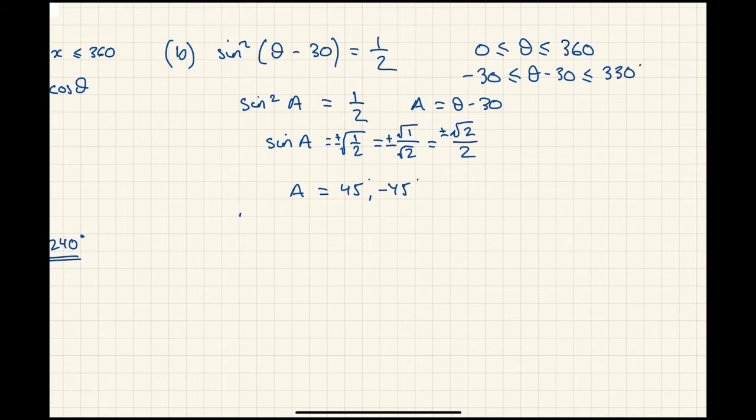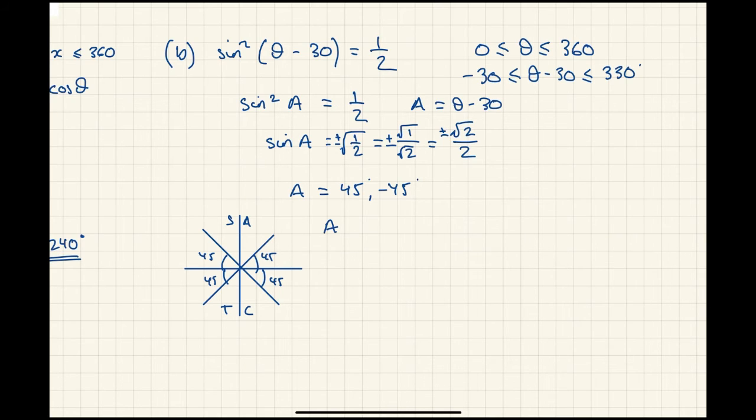Now, we draw our CAST diagram. Mark in our angles that we want. There's a 45, and there's a 45. And actually, this is going to give us another positive solution in that sine quadrant. And we've got another negative solution in the tan quadrant.